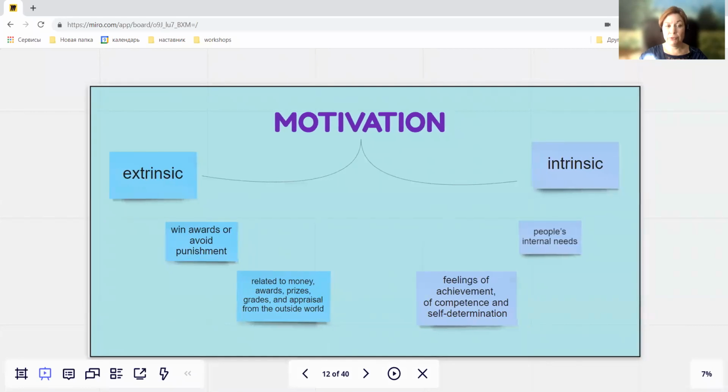There are two types of motivation, extrinsic and intrinsic. The extrinsic motivation comes from the desire to win awards or avoid punishment and is related to money, awards, prizes, grades, and appraisals from the outside world. Intrinsic motivation is related to people's internal needs or the internally rewarding consequences, like the feelings of achievement, competence, and self-determination. The intrinsic motivation is more important than the extrinsic one, as in the pyramid-shaped hierarchy of needs, the physical necessities are at the bottom, while the self-actualization is at the top.